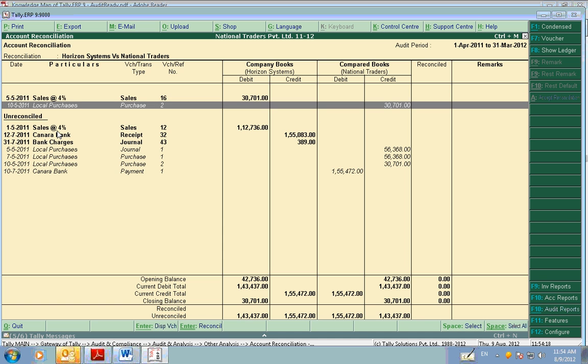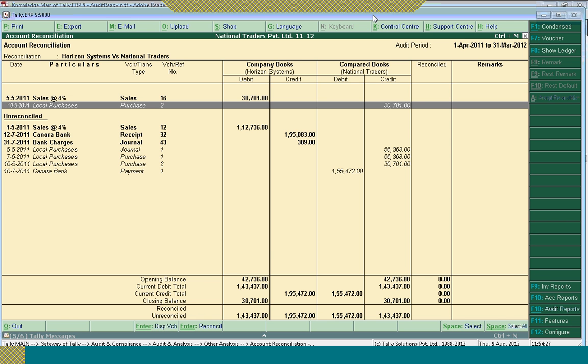So here in the Horizon Systems company, my ledger name, that is National Traders, should appear, and you can see here in Horizon Systems it is showing a debit balance, and in National Traders it is showing a credit balance. So I am doing the account reconciliation to get clarity. Now I myself loaded the data and checked on these balances. So this is all about your account reconciliation. Clear, sir? Shall we proceed?